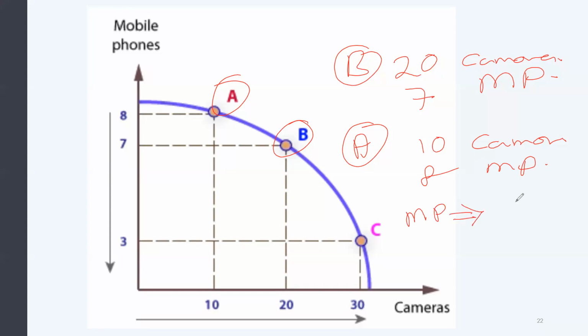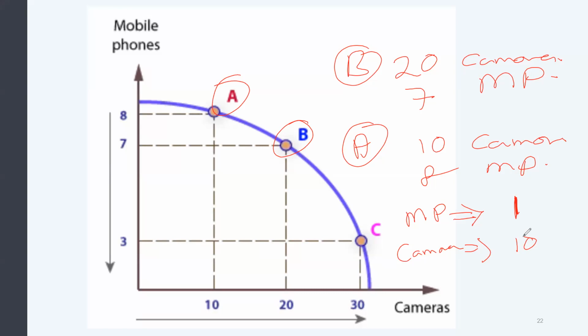It's a question to you guys. How many mobile phones did you gain? One mobile phone, right? One. Yes. And how many cameras did you lose? 10. Yes. So we can therefore conclude that the opportunity cost of gaining one mobile phone is 10 cameras when we moved from point B to point A. That's a calculation of opportunity cost.